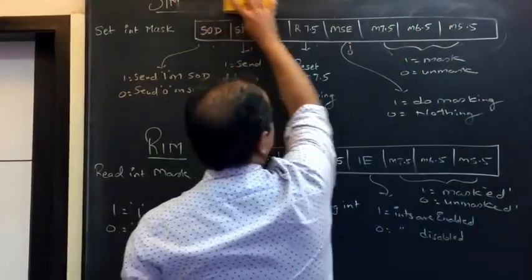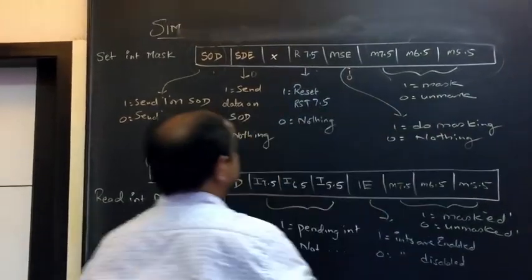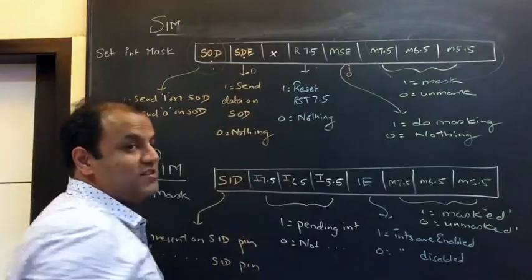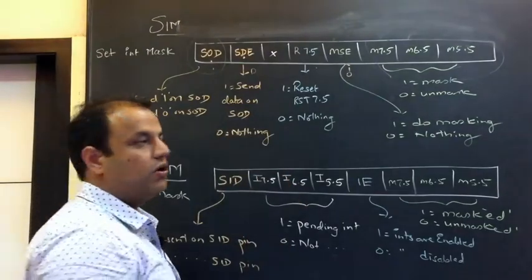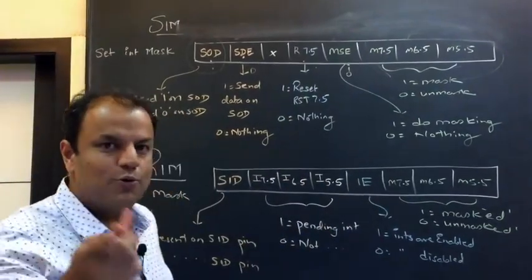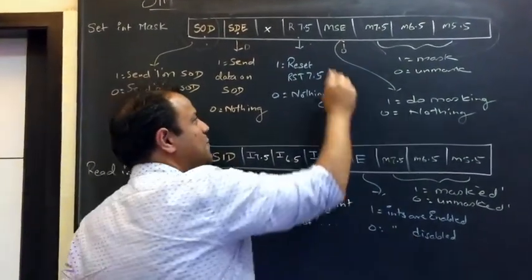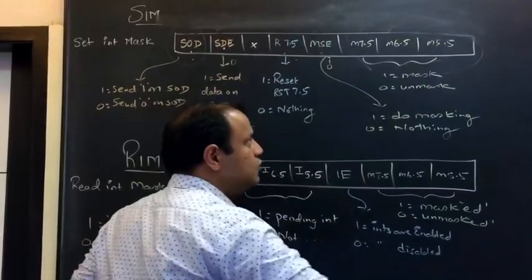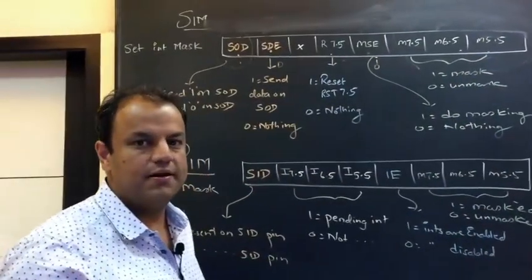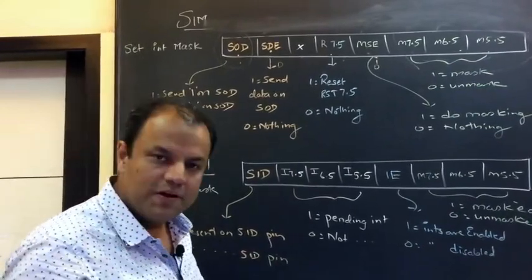Now, let's take a 1-minute revision. This bit tells whether you want to send 0 or 1. This bit tells whether you want to send or not. This bit is don't care. This bit decides whether you want to reset RST 7.5. This bit decides whether you want to do masking or not. And these 3 bits decide whether you want to mask the interrupts or unmask the interrupts. Please tell me, are you clear?